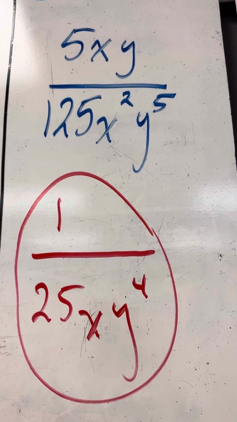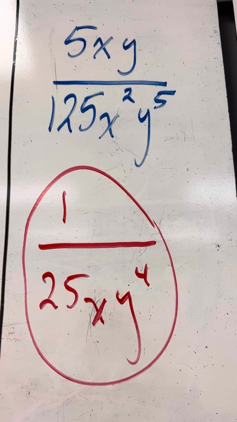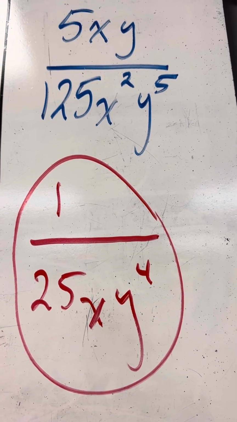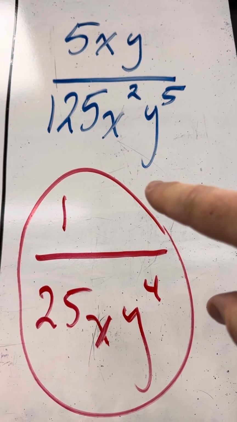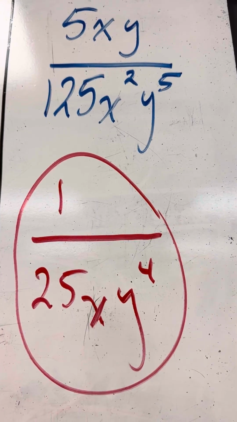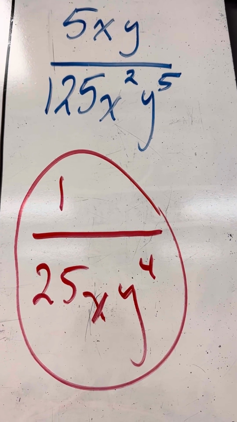Again, using your Desmos calculator, 5 over 125 is 1/25. X over x to the second leaves you 1 x on the bottom. Y over y to the fifth leaves you 4 y's on the bottom. Okay.